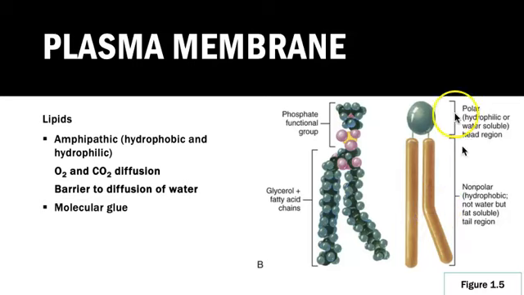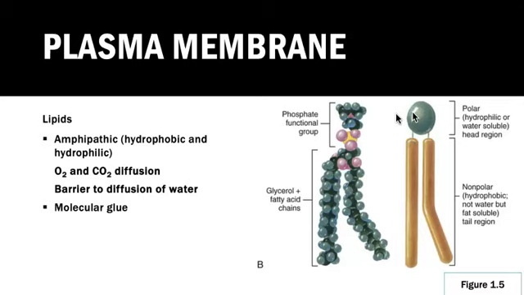And so our phospholipids are known to be amphipathic, which means that they have the hydrophobic portion of the tails and the hydrophilic portion of the head. With this composition, it serves as a barrier to diffusion of water and hydrophilic substances. So it will allow lipid-soluble molecules such as oxygen and carbon dioxide to diffuse through the membrane more readily.